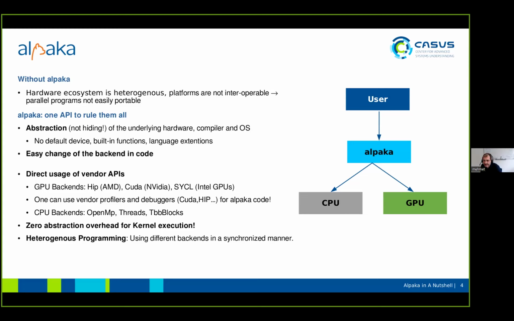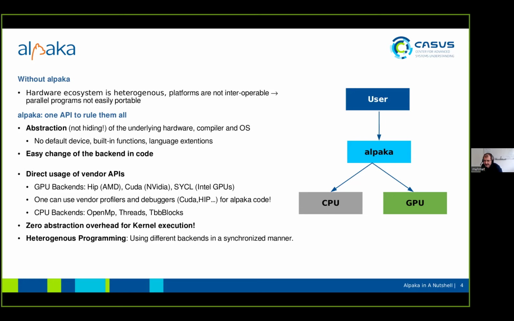Compiler and operating system is the main approach of Alpaka. For example, Alpaka does not have a default device, built-in functions, language extensions, or a default stream or null stream, like in HIP or CUDA. It is easy to change the backend in Alpaka code. Alpaka code directly uses vendor APIs, produces the same code that a vendor API would generate. Hence, Alpaka has zero abstraction overhead for kernel execution.